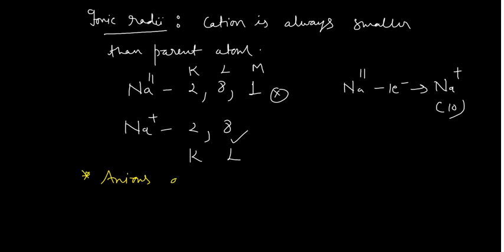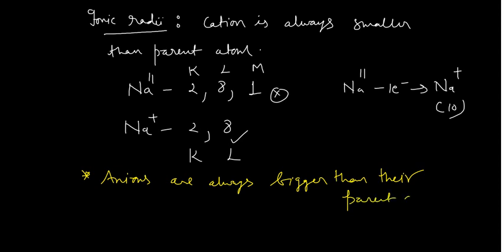anions are always bigger than their parent atom, which is something very, very important. Okay, so what is the meaning of that?